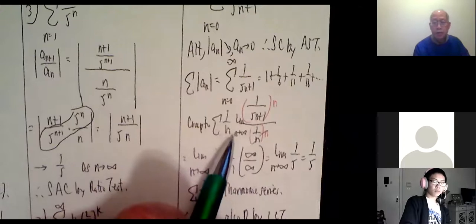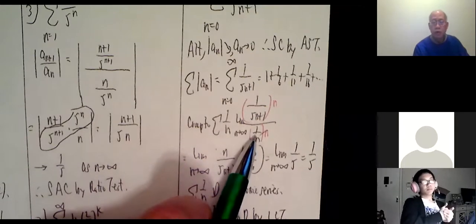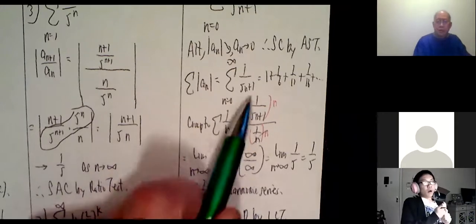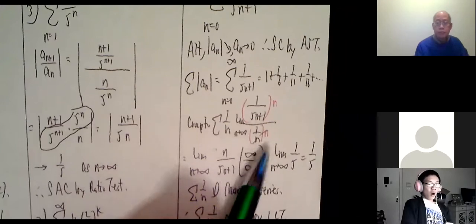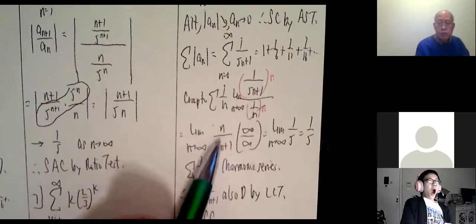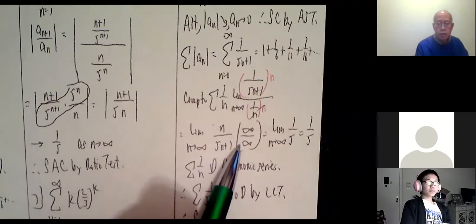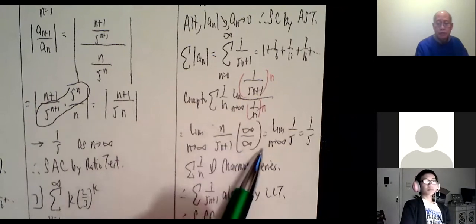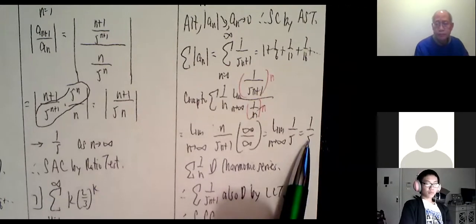All right, so limit as n approaches infinity of 1 over 5n plus 1 divided by 1 over n. That divided by that, multiply top and bottom by n. So limit n approaches infinity, n over 5n plus 1. That's infinity over infinity. You can do L'Hopital's rule. Derivative of the top is 1. Derivative of the bottom is 5. 1/5.